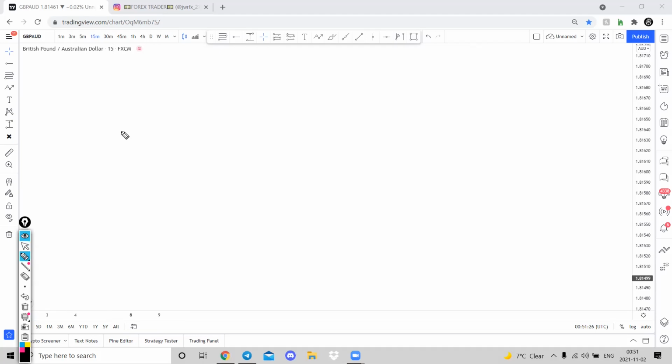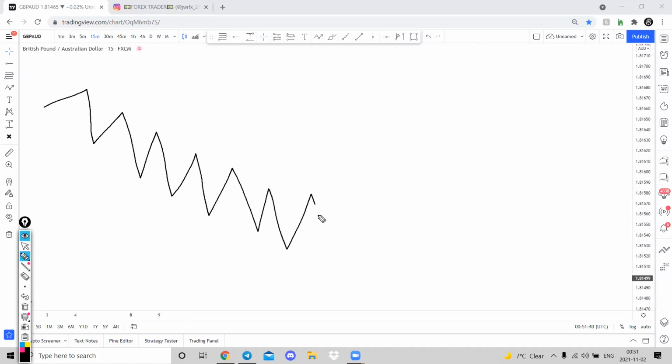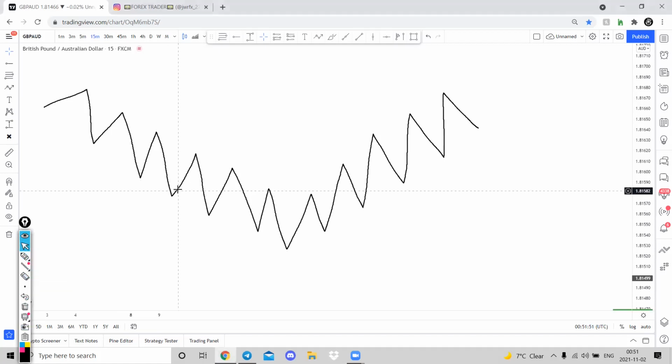Okay, so the simplest way to explain it is, let me just draw it for you guys, so it will be much easier to explain. All right, so as you guys can see, we start from here, and first we have a low.